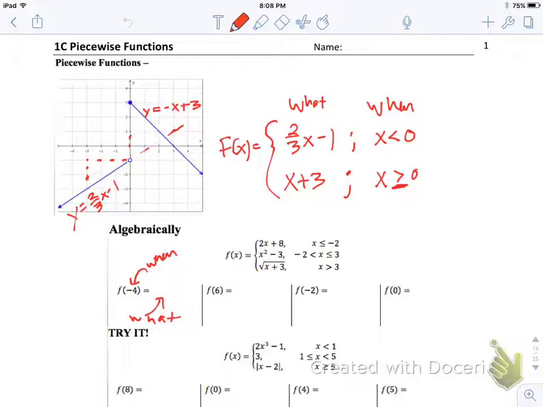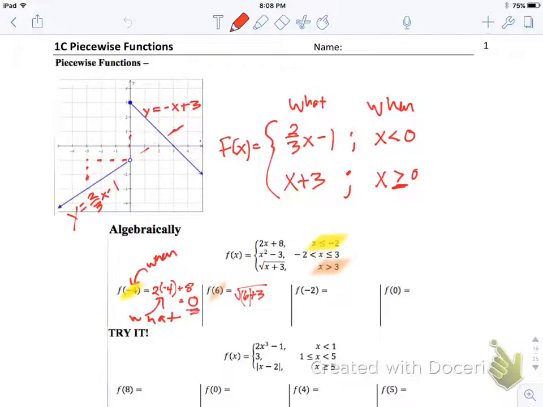Which one is it? Well, that's where the when, the domain of those x's over there, helps you decide where to put it. Well, negative 4, if you look at it, falls into that first category when x is smaller than negative 2. So that's the f of x piece we're going to put it into. Not the other ones. Don't put it anywhere else. Just use that one. And you get out 0.